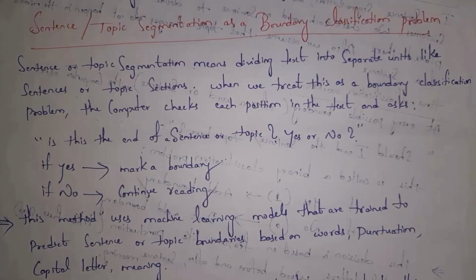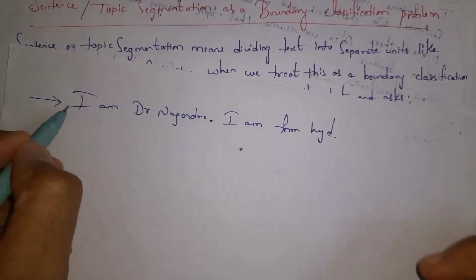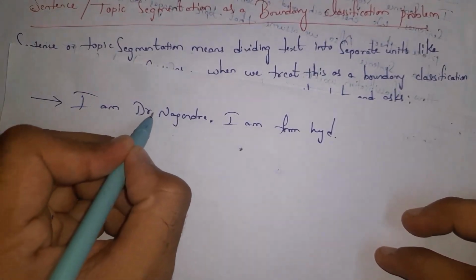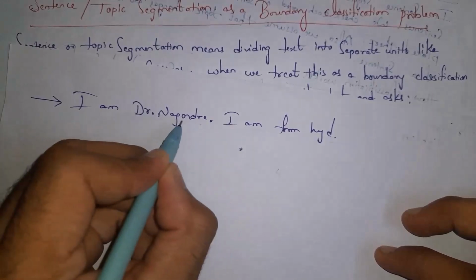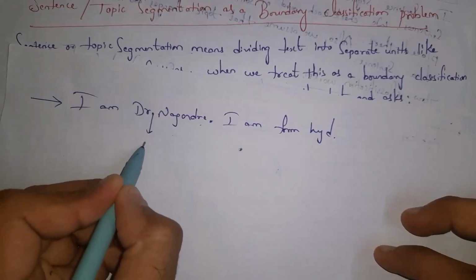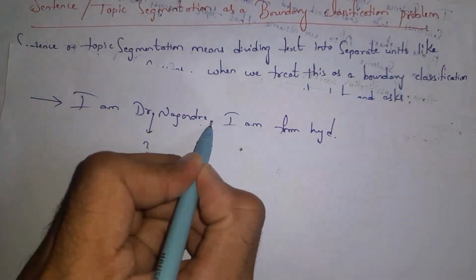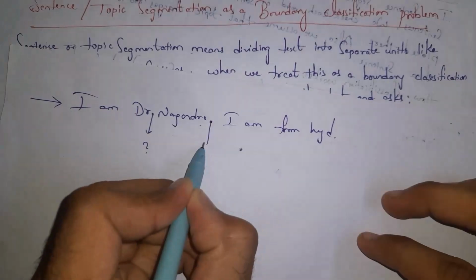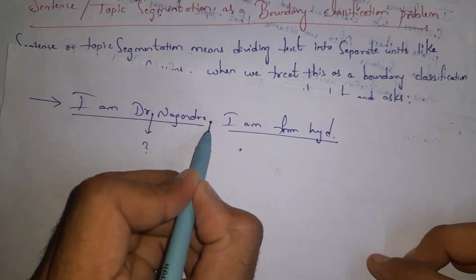I'll give an example. If you observe here, the NLP model reads each word like "I am Dr." After "Dr" there is a full stop, but it is not the end of the sentence. "Dr. Nagendra" is the same word. So the NLP model will understand that it is not the end of the sentence and will continue reading. And here the NLP model identifies another full stop. Now the NLP model will understand that it is the end of the sentence. So this point we call a boundary.